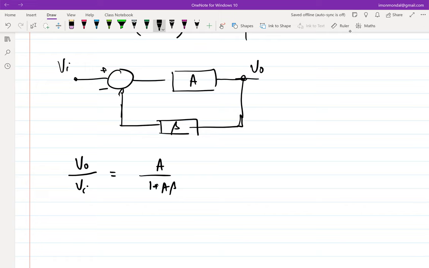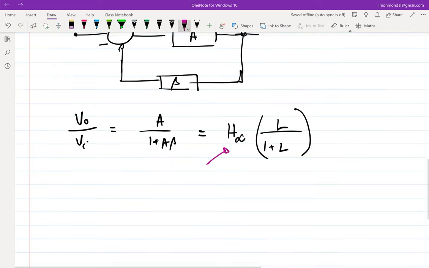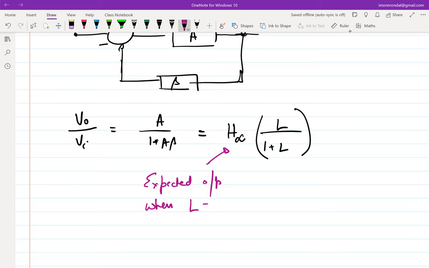The more useful form for circuit designers is the following. I'll write it down, then I'll explain the notations. It's H infinity by L by 1 plus L. Now, H infinity is essentially the expected output if your loop gain is infinity. That is the ideal feedback condition where you have virtual grounds and all those things valid.